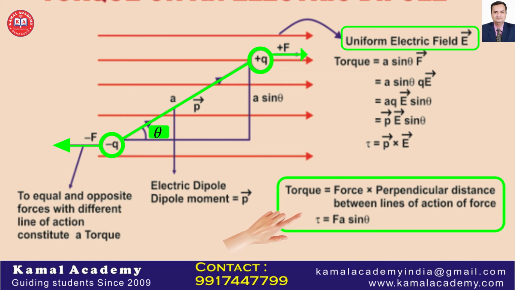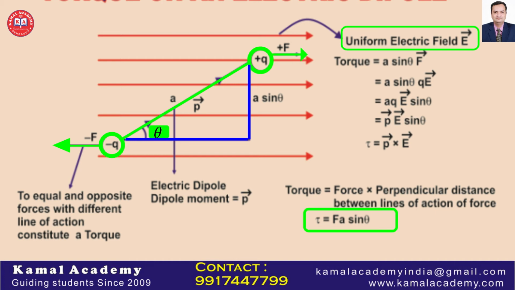Since the separation between the two opposite point charges is a, the perpendicular distance between the lines of action of the two opposite forces is a sin theta, where theta is the angle which the direction of the electric dipole makes with the direction of the uniform electric field. Hence the torque experienced by the electric dipole is given by tau equals F a sin theta.